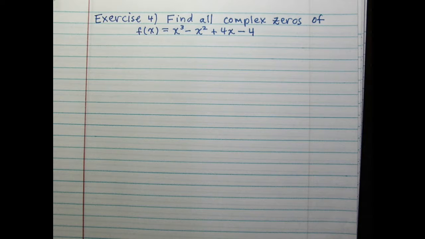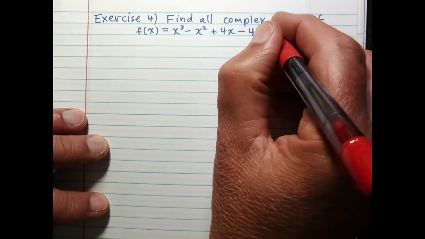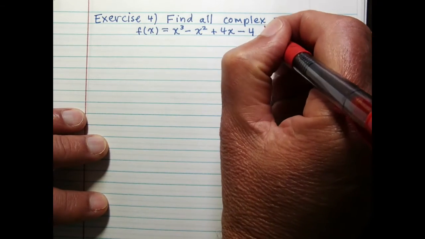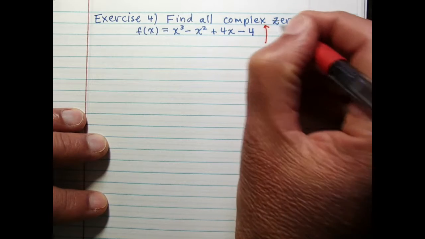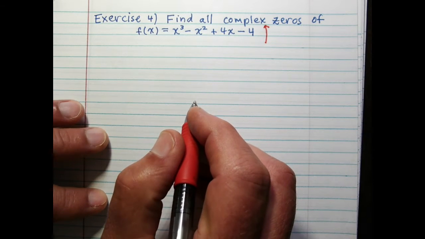Let's do exercise 4 here. Find all complex zeros of f of x equals x cubed minus x squared plus 4x minus 4. So this is the first time we're seeing complex numbers being referred to in our exercises. We had a little introduction in the previous video.